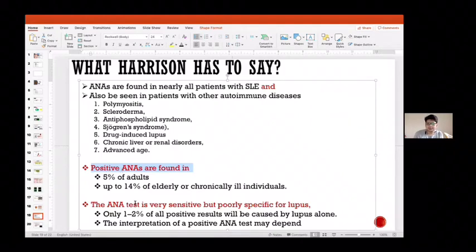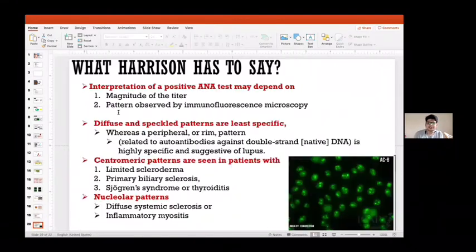Now this is a very important thing. ANA test is very sensitive but poorly specific for lupus. And one more important point, only 1 to 2% of all positive results will be caused by lupus alone. So if I give you that randomly I have done in my area ANA test, and these are the positive, out of that only 1 or 2% will be having lupus. So it is not that ANA positive means lupus. So the interpretation as such depends on two things: magnitude of titer.